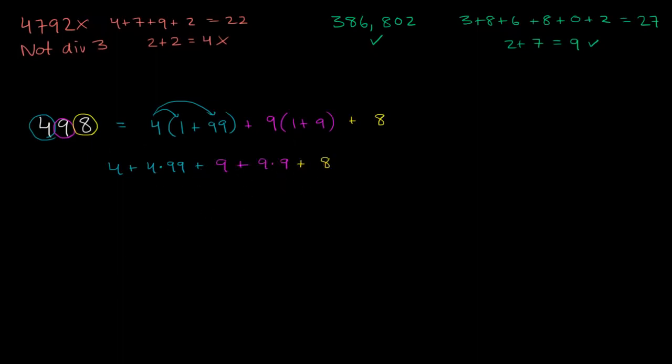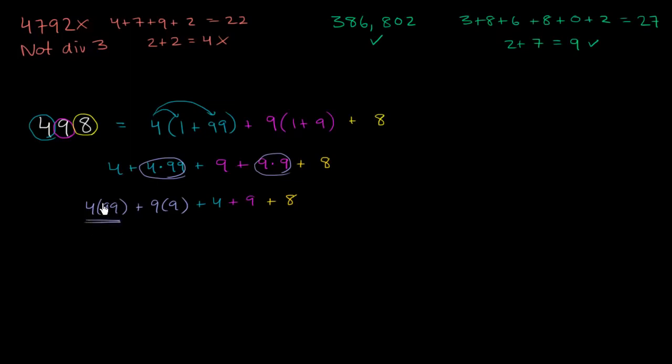And I can rearrange everything. These terms right over here, the 4 times 99 and then the 9 times 9, I can write over here as 4 times 99 plus the 9 times the 9. That's those two terms. And then we have the plus 4, plus 9, plus 8. Well, can we now tell whether this is divisible by 3? Well, these first two terms are definitely divisible by 3.